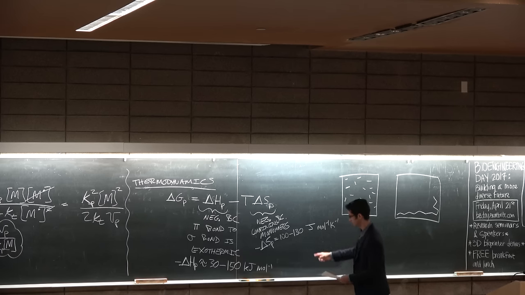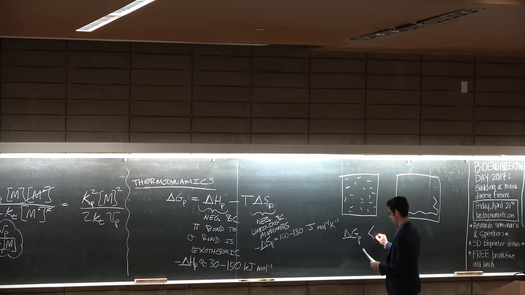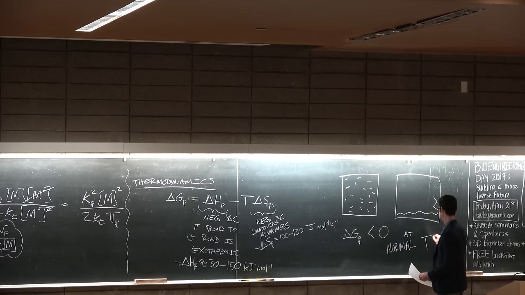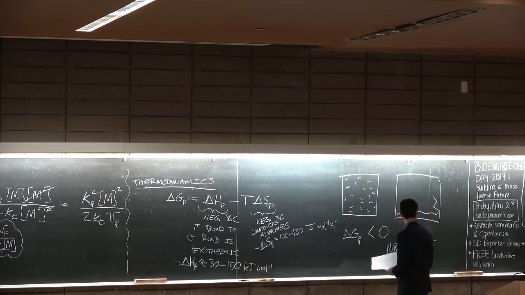Okay, as a result of these values, the upshot is that delta G of polymerization is less than zero at normal temperatures.